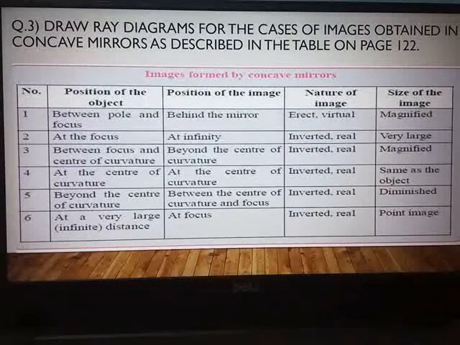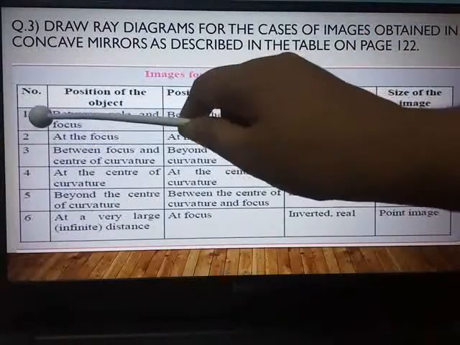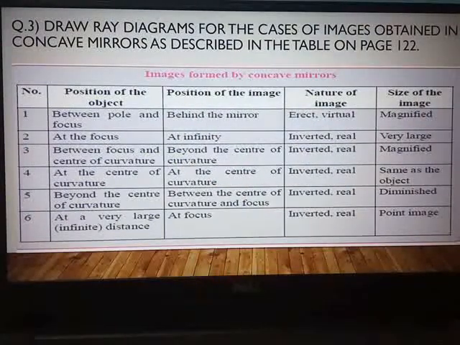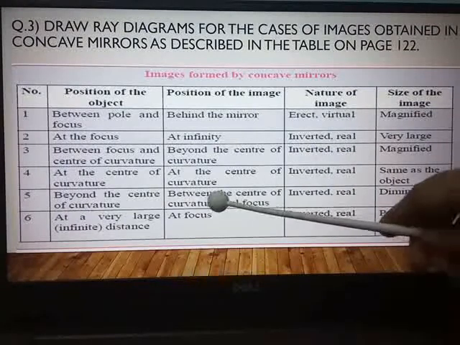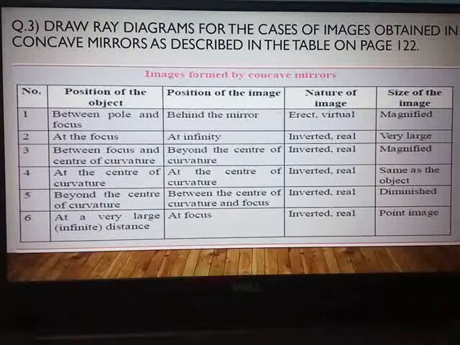Take the help of diagrams on page number 121. Already for the position of object at number 1 and number 3 they have given in the textbook. Other 4 you have to draw in the notebook. So all 6 ray diagrams, one below the other, you have to draw. In the exam you can get any one diagram. Draw the ray diagram when the object is beyond the center of curvature. Then accordingly you have to draw the diagram.